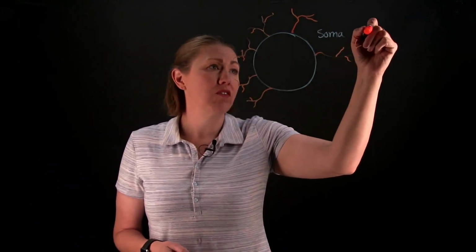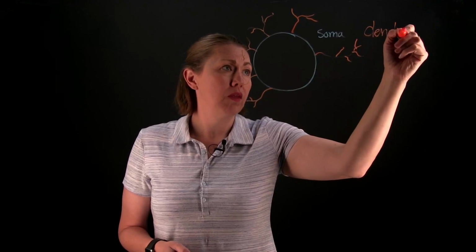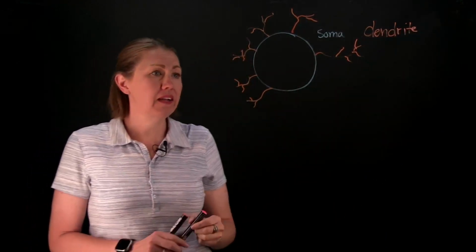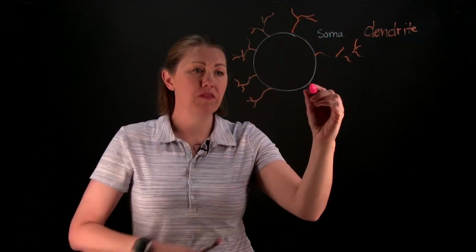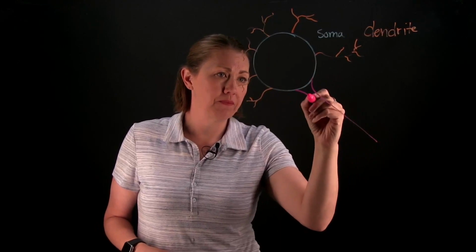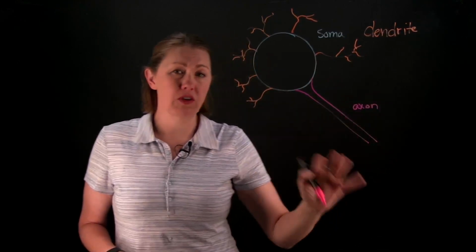So the job of a dendrite is to receive information. These are going to be your receptors. And then at the end, you're going to pool a bunch of information together and funnel it into an axon. And the axon is where you send your official message.